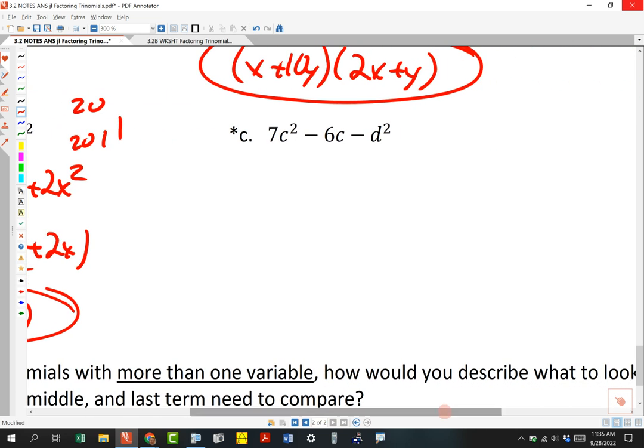Take a look at this one right here. Hard trinomial? Sure, technically. I'm going to go through and do this. I want you to think about this, though. Seven times 1, -7. Careful on the signs. I need some numbers that multiply to be -7 that combine to be -6.